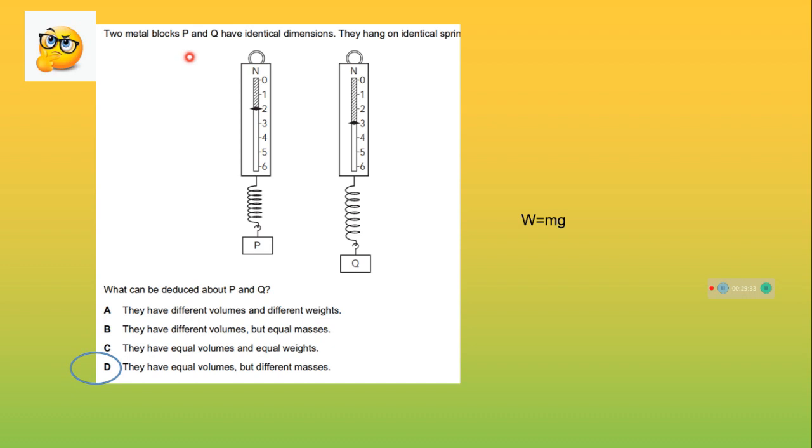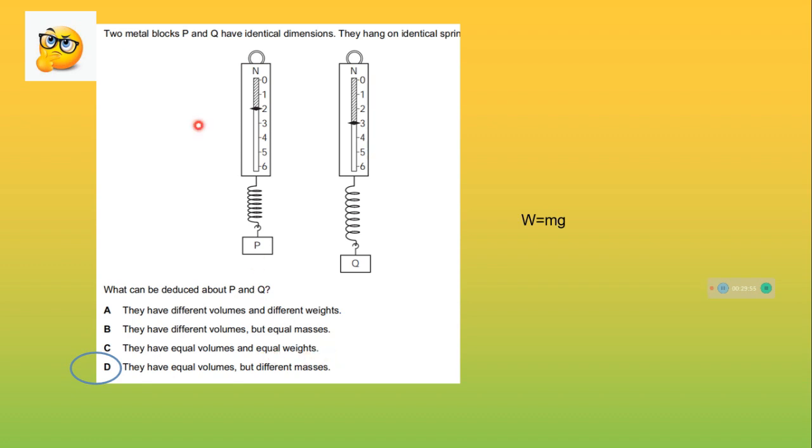Two metal blocks P and Q have identical dimensions and they hang on identical springs. It means K, the spring constant, is the same and volume is the same because they have identical dimensions. What can be deduced about P and Q? They have different volumes? No. They have the same, identical volumes. They have different? No. They have equal volumes and equal weights.